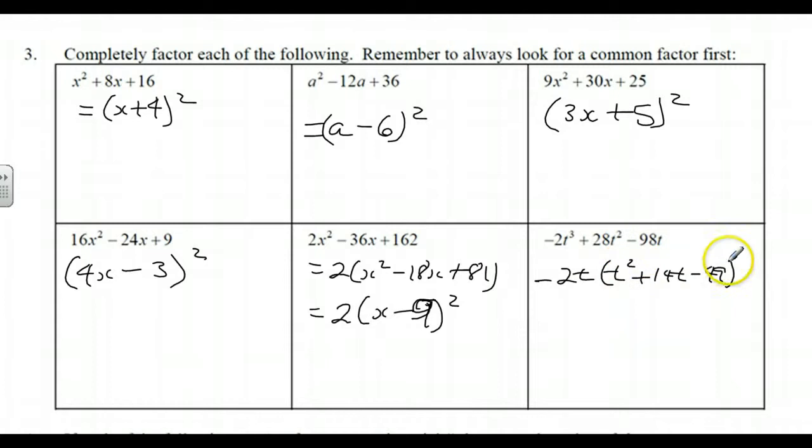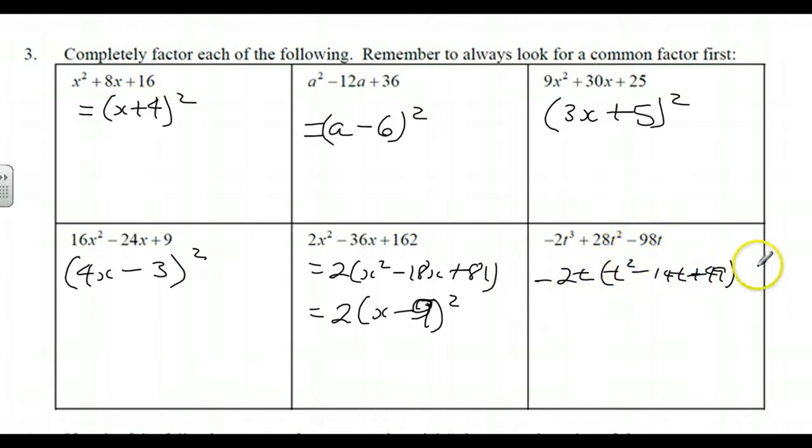Square root of this is t. Square root of 49 is 7. Oh, wait, hang on, I gotta change signs here. So, better be erased. And I don't need to erase to change that to a plus. So negative 2t squared, that makes this negative, and makes this positive.